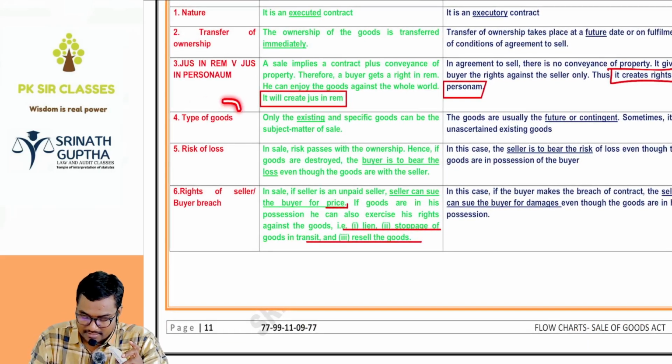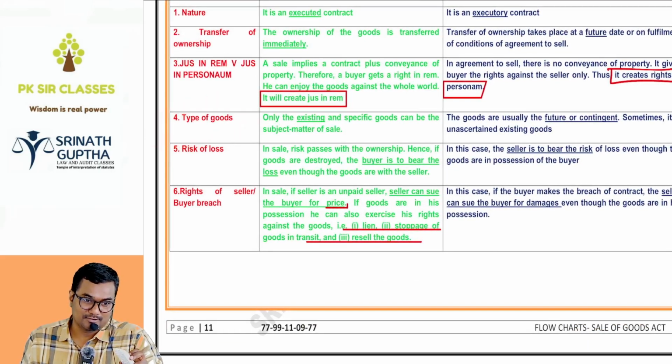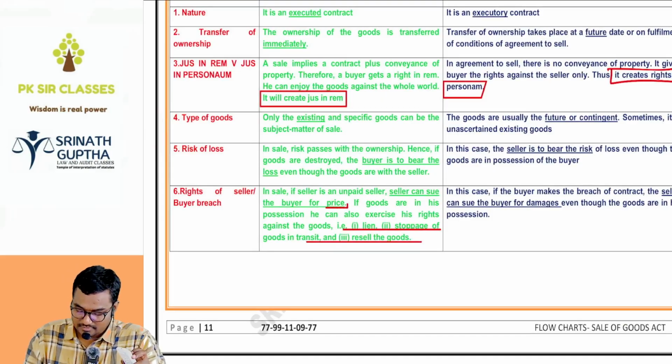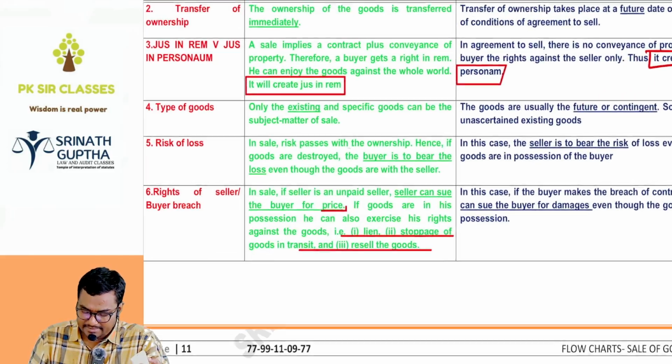Types of the goods. How many goods? Generally, the goods will be existing goods, that is, existing and specific goods. Or generally, goods will be future and contingent goods. Goods will be manufactured. And risk of the loss.